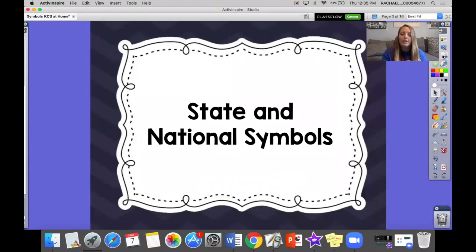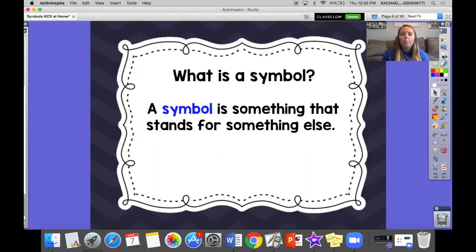Today we're going to talk about state and national symbols. We're going to talk about what a symbol is, and then we're going to pick a few state and national symbols to talk about. We're going to talk about the U.S. flag, the Tennessee flag, and the Pledge of Allegiance today. So what is a symbol? A symbol is something that stands for something else.